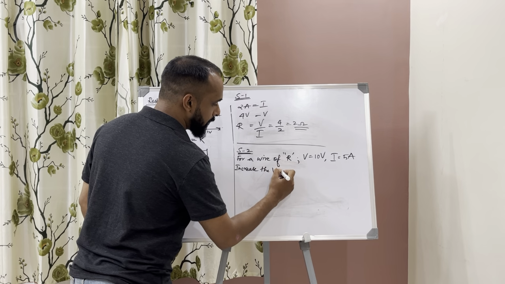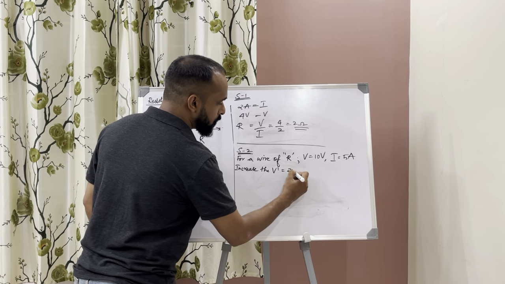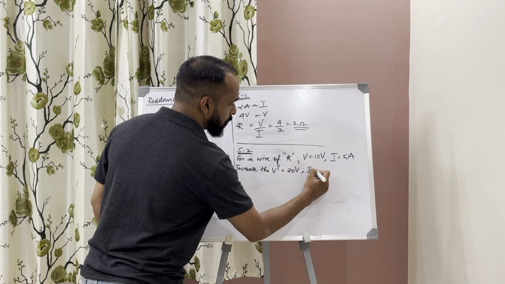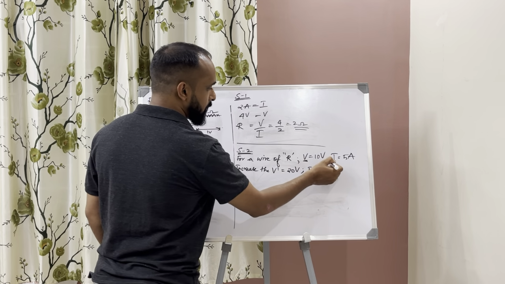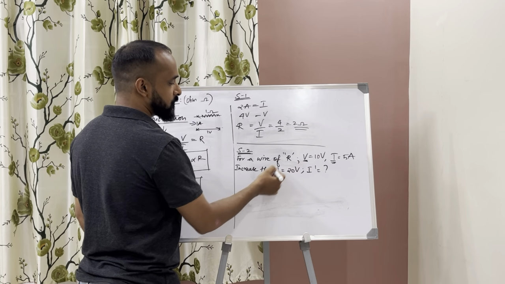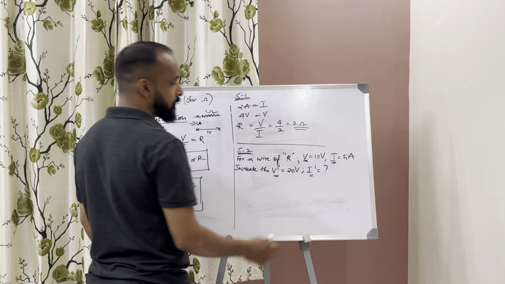When you increase the voltage to 20 volts, what will be the new current? V is the old voltage for which the current is 5 amps. V dash is the new voltage, 20 volts. What will be the new current is the question.